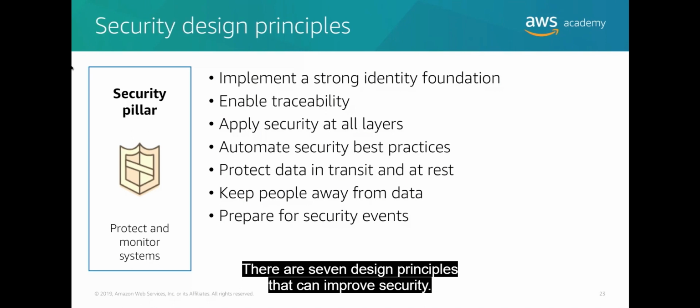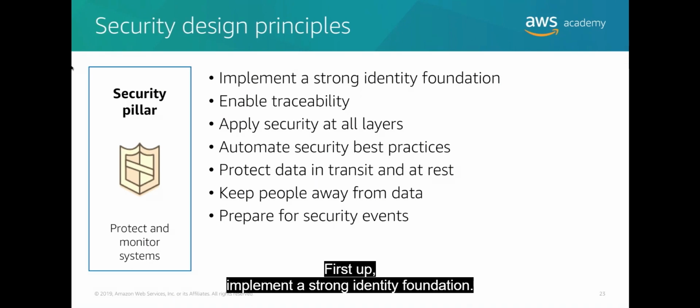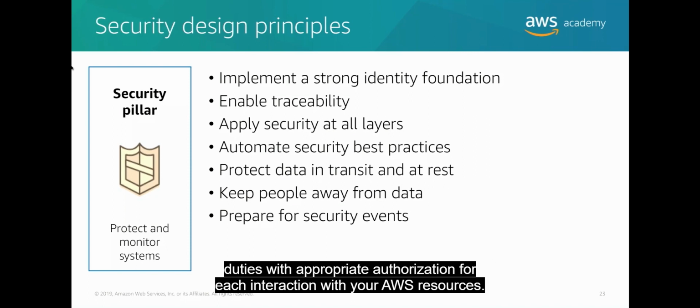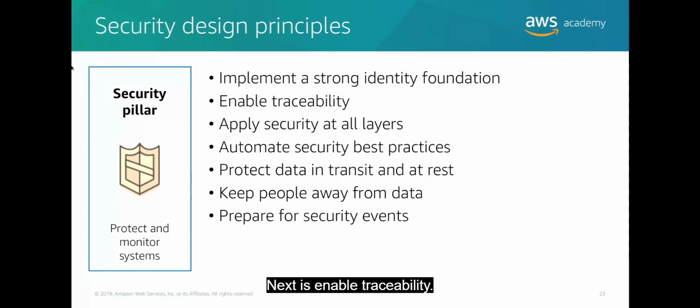There are 7 design principles that can improve security. First up, implement a strong identity foundation. Here you implement the principle of least privilege and enforce separation of duties with appropriate authorization for each interaction with your AWS resources. Next is enable traceability.